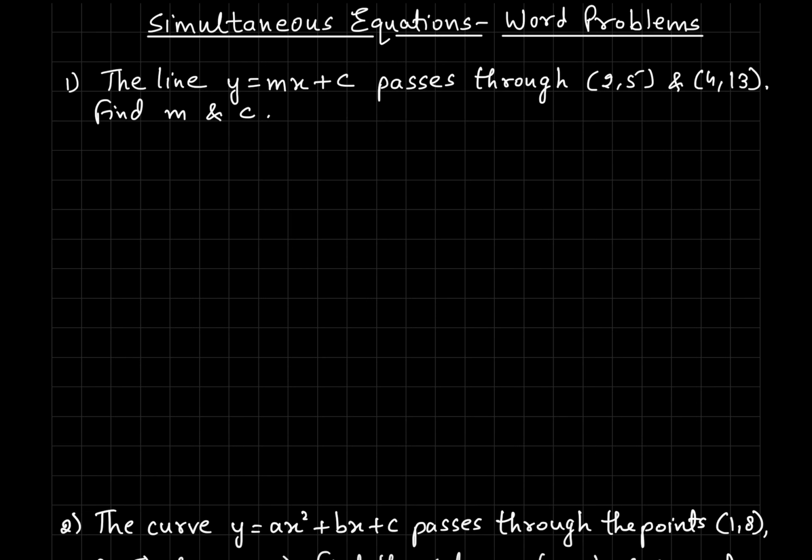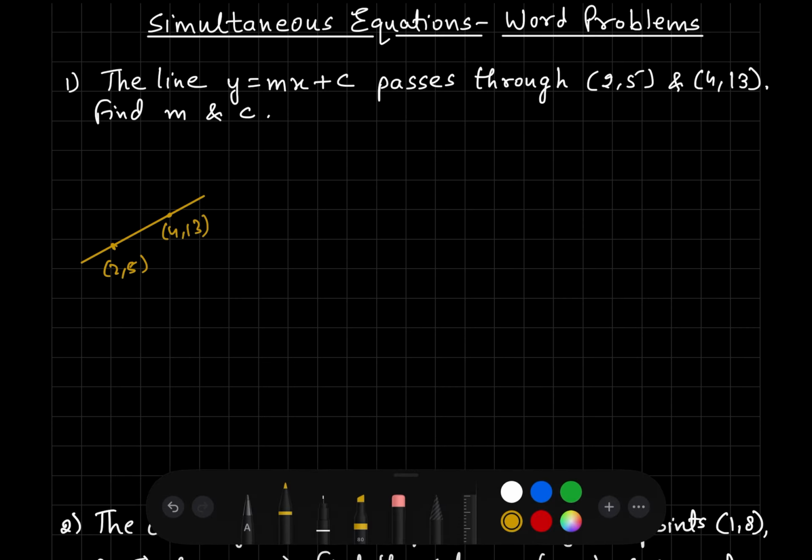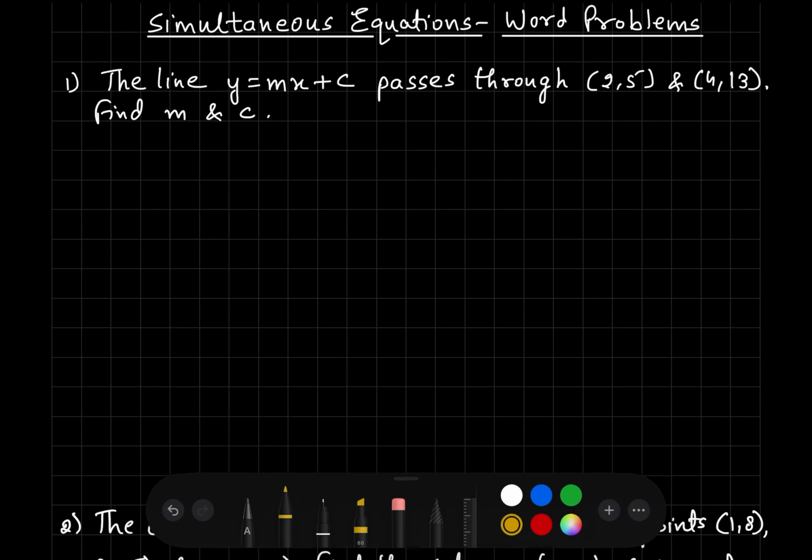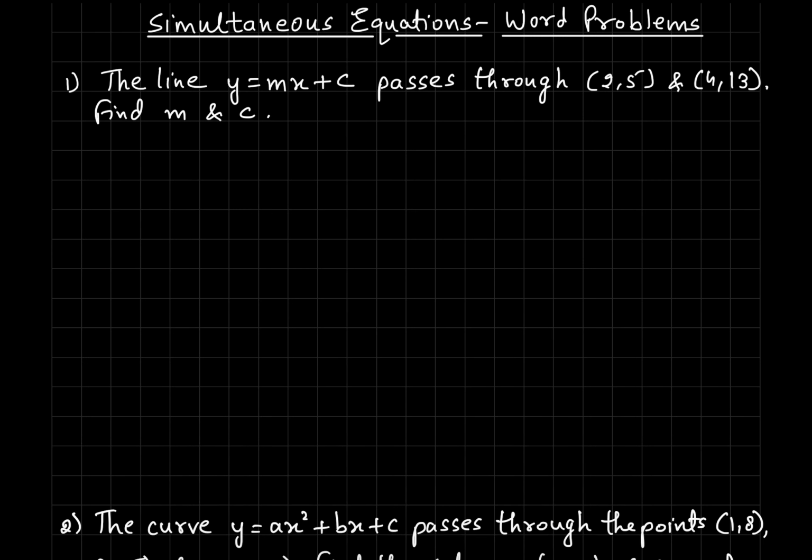Right. So if a line is passing through some point, it means that point would lie on the same line. This point (2, 5) should be here somewhere and (4, 13) should be here somewhere, right? It exists on the line, correct? It means that we will substitute these points (2, 5) and (4, 13) one by one in this y equals mx plus c.